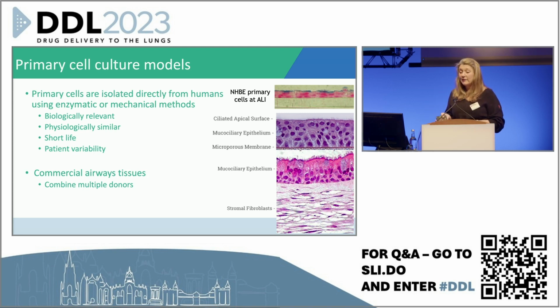There are also commercially available tissues, and these tend to combine a pool of donors. So you've reduced that variability between patients, and they can also combine a number of different cells. So they can be the upper airways, the lower airways, or combined with fibroblasts or different tissues within the lung.